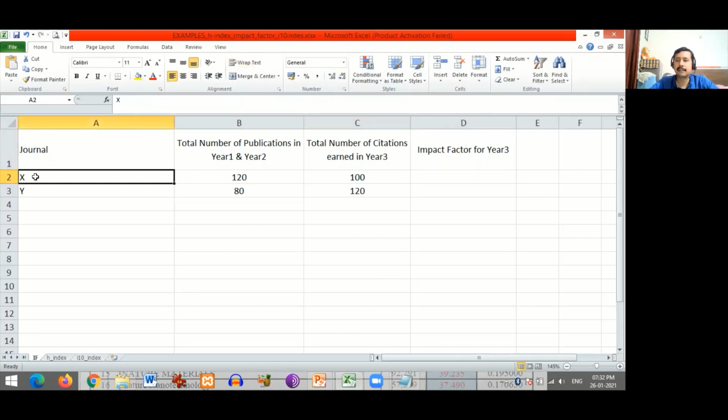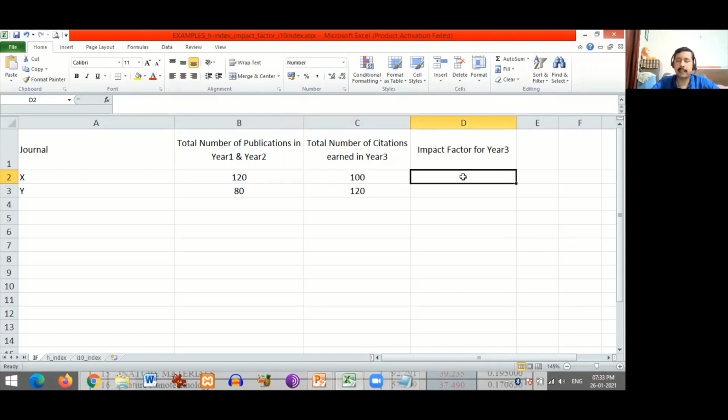Journal X has published 120 articles in all its issues during 2017 and 2018. Whereas Journal Y has published 80 articles during the same period. In the year 2019, for the articles published in 2017 and 2018, 100 citations have been earned.